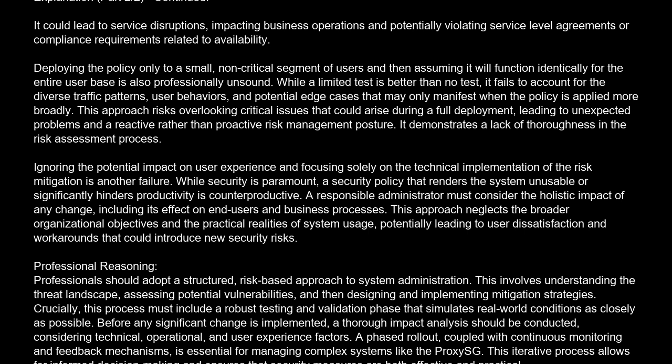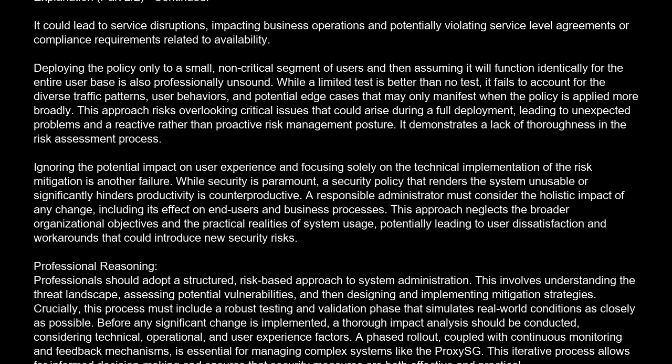Ignoring the potential impact on user experience and focusing solely on the technical implementation of the risk mitigation is another failure. While security is paramount, a security policy that renders the system unusable or significantly hinders productivity is counterproductive. A responsible administrator must consider the holistic impact of any change, including its effect on end users and business processes. This approach neglects the broader organizational objectives and the practical realities of system usage, potentially leading to user dissatisfaction and workarounds that could introduce new security risks.